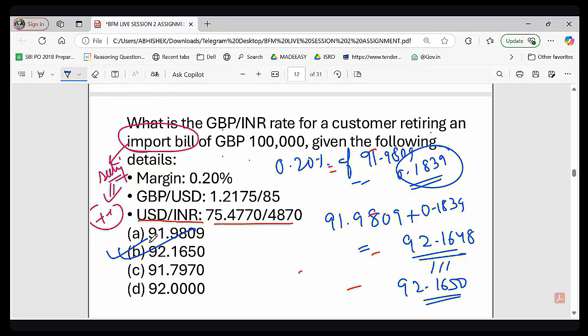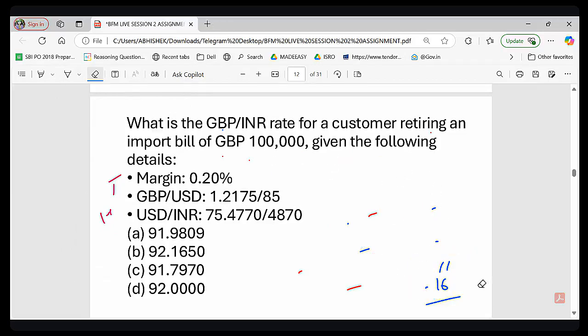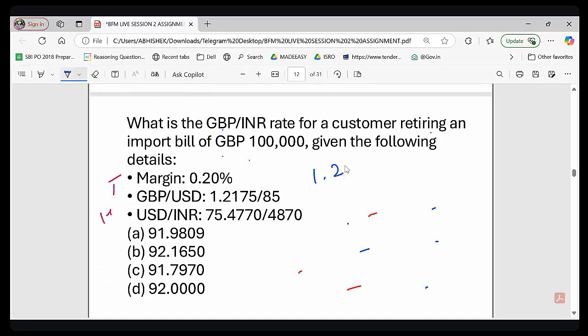So, first thing is, what is the rate at which we can buy GBP? We have to find the rate at which we can buy the Great Britain pound. So that particular rate, you have to think opposite of the bank, right? That particular rate is 1.2185. So 1.2185 is the rate at which we can buy GBP. A higher rate we are taking because we are buying GBP. Similarly, what is the rate at which we can buy US dollar? Again, we will take 75.4870. Also, it is a higher rate because we are buying US dollar.